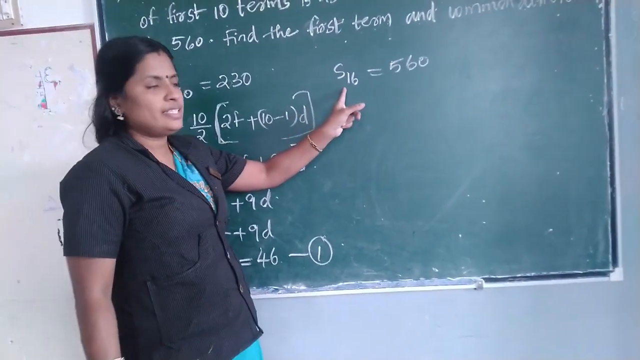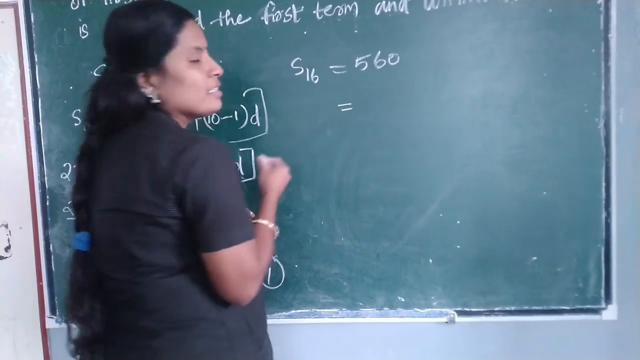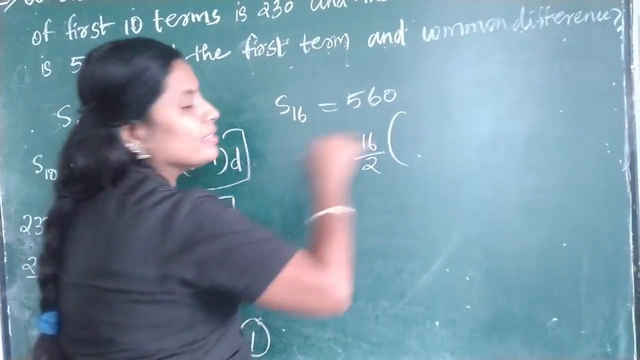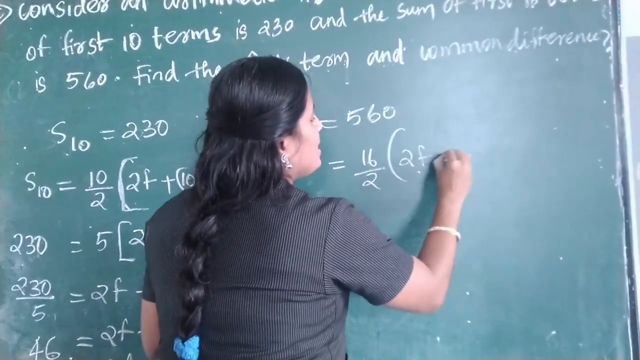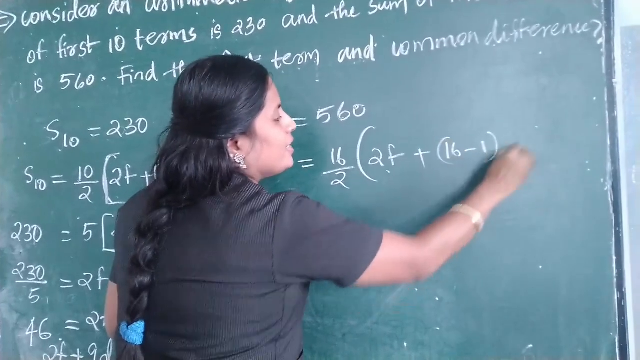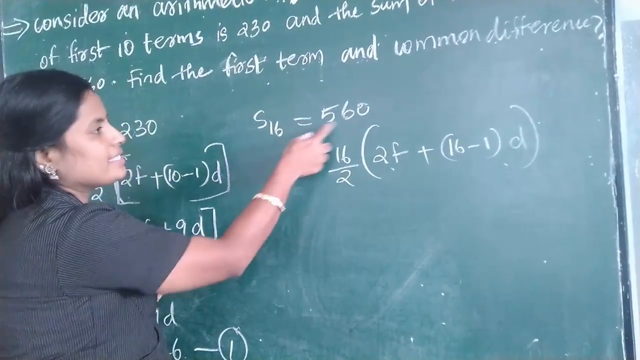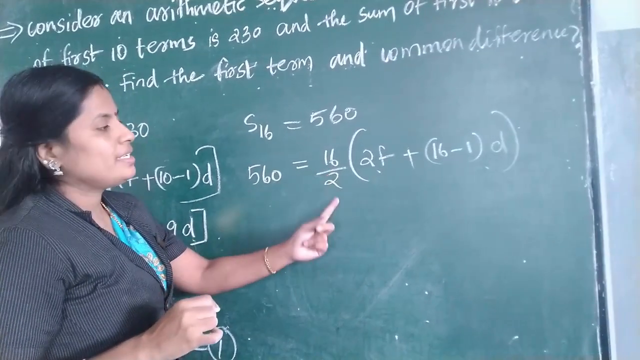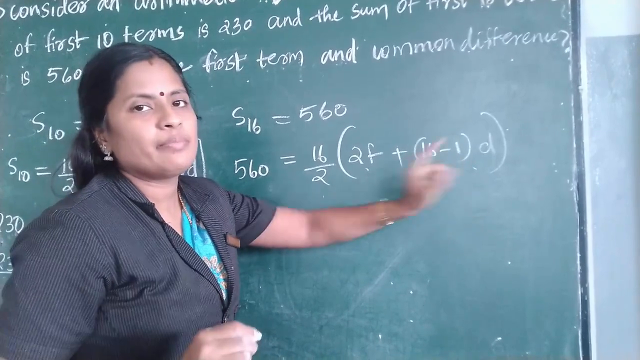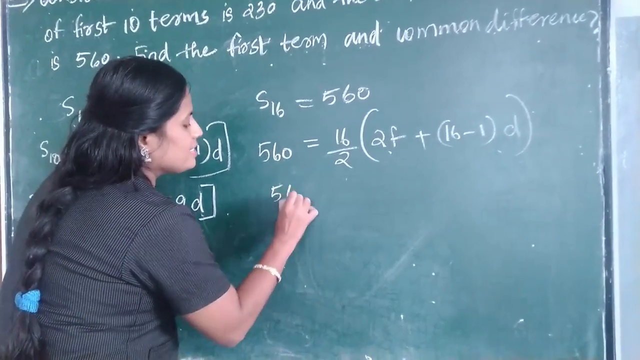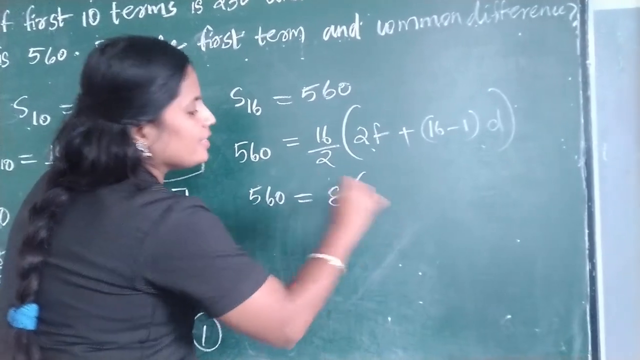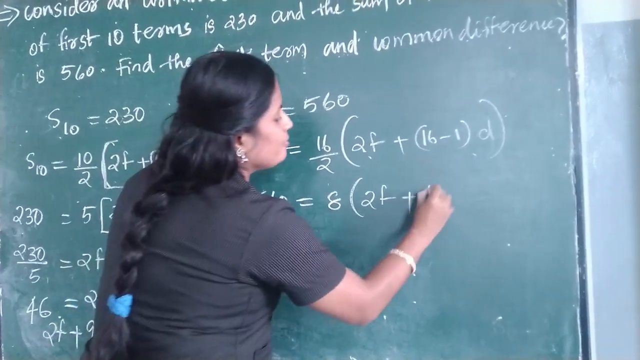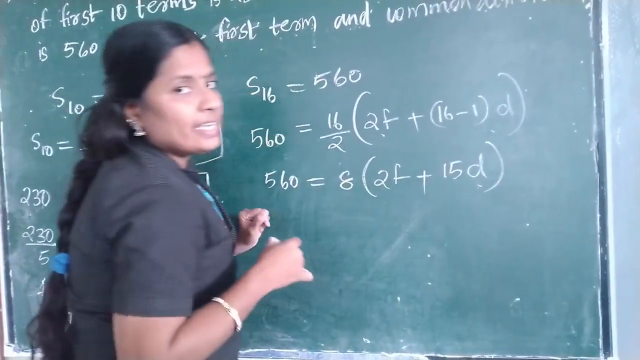Next, S16. How can we write S16? S16 equal to 16 by 2 into 2f plus 16 minus 1 into d. So S16 is 560. 560 equal to 16 by 2 into 2f plus 16 minus 1 into d. 560 equal to 8 into 2f plus 16 minus 1, 15d.